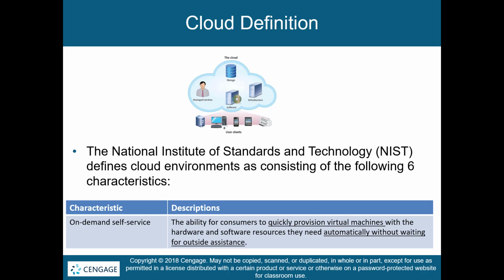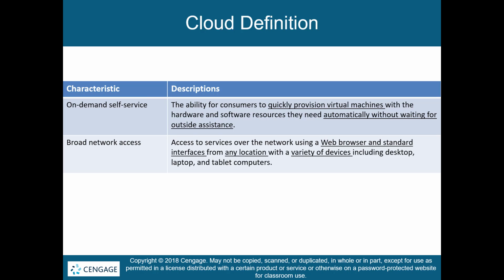First, cloud environments need to provide an on-demand self-service. This means that the consumers can quickly provision virtual machines with hardware and software resources they need, automatically, and without waiting for any outside assistance. Next, broad network access. This means access to services over the network using a web browser or some standard interface. It allows you to work from any location with a variety of devices such as laptops, desktops, or tablets.